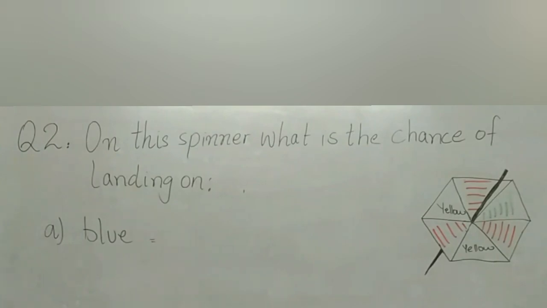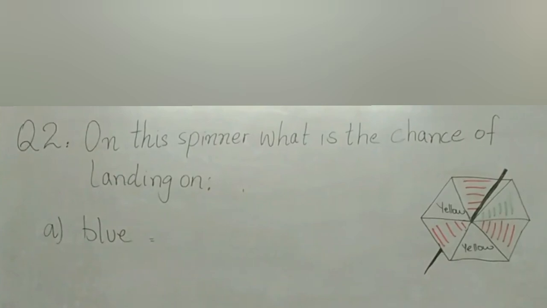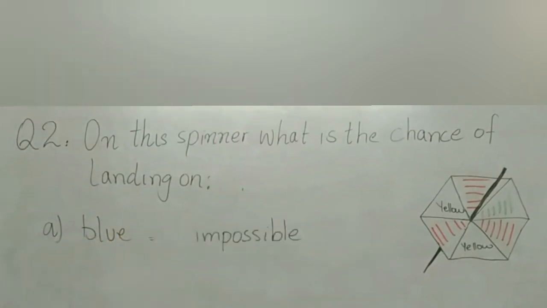So let's come to the question. Part A is blue. How many chances are there of blue color? So as you know, there is no blue color. So it is impossible. There are 0 chances. So you will write here impossible.